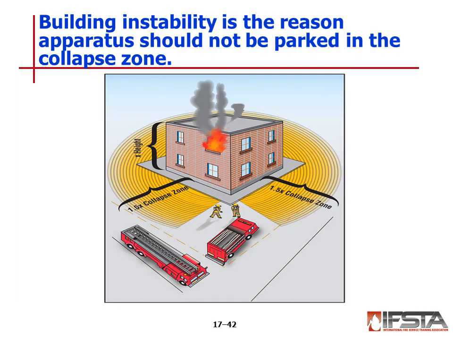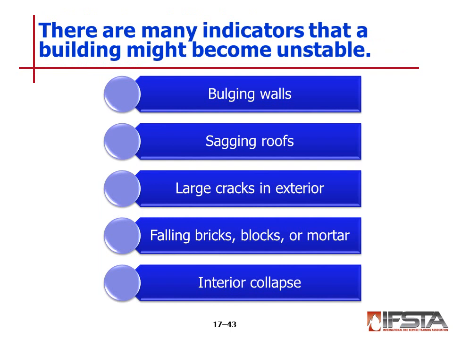Building instability is the reason apparatus should not be parked in the collapse zone. Please make sure that you are at least 1.5 times the height of the building away from the structure. There are many indicators that a building might become unstable: bulging walls, sagging roofs, large cracks in the exterior walls, falling bricks, blocks, or mortar, and interior collapse of the structure.